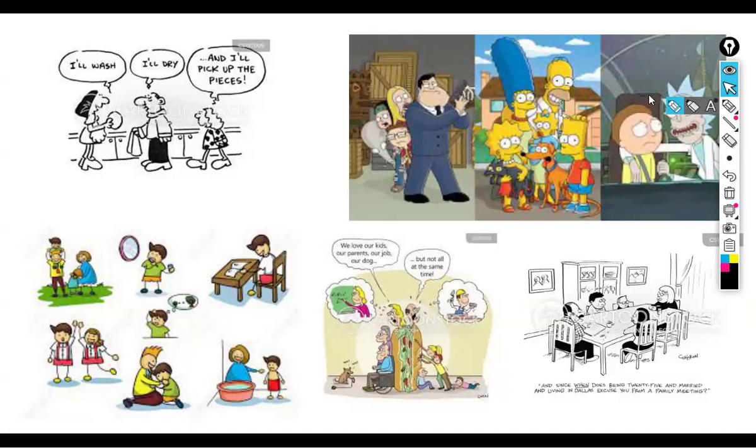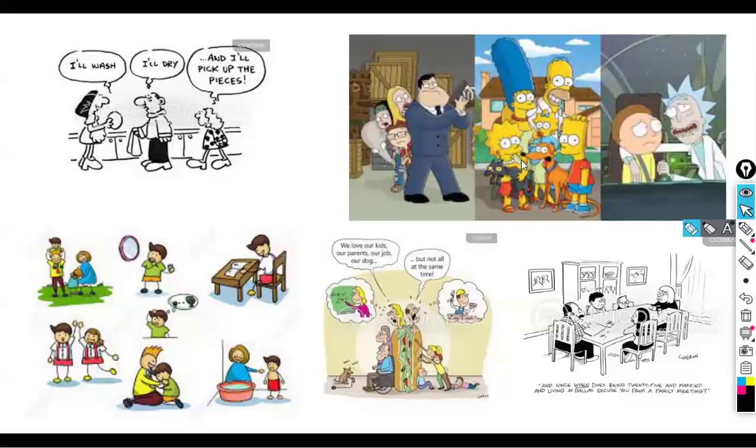Okay. And what about the top picture on the right-hand side with these sort of dysfunctional families? What are they about? There's the American Dad and Homer Simpson, and I forget what these two are called. Over here, we love our kids, our parents, our job, our dog, but not all at the same time. And they are being put into a sandwich. Yeah. And since when does being 25 and married and living in Dallas excuse you from a family meeting? So then there's this one.